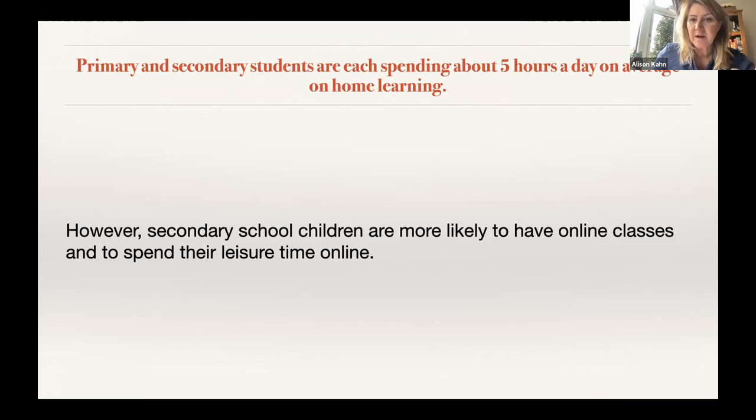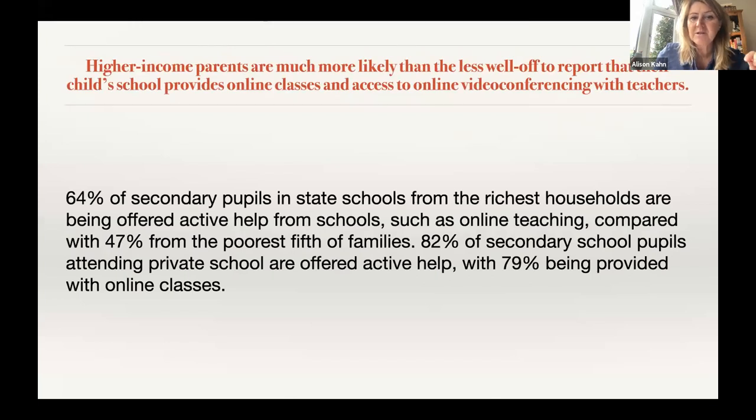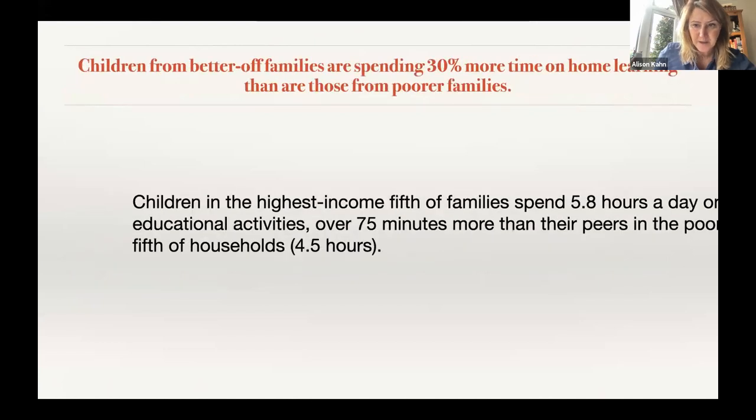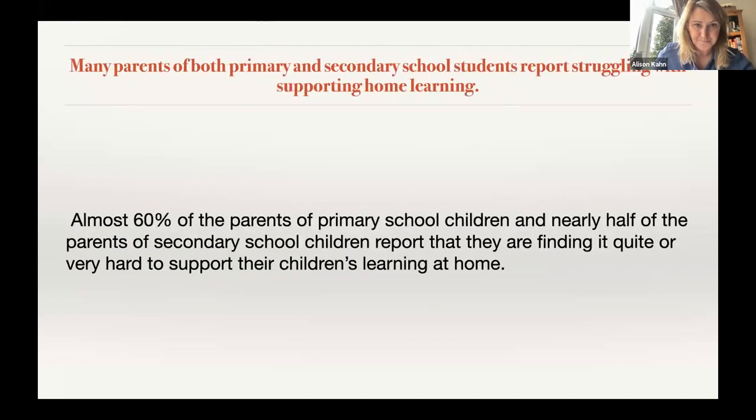Primary and secondary students spend about 5 hours on average on home learning. Secondary school children are more likely to honor class and spend leisure time online. Higher income parents are more likely than the less well-off to report that their schools provide online classes. 64% of secondary pupils from the richest households are being offered help, 47% from the poorest. 82% of secondary pupils attending private school were offered help, 79% being online. Children in the highest income families spent 5 hours a day on educational activities, but 30% less for the poorer families. So parents, of course, were struggling with this.